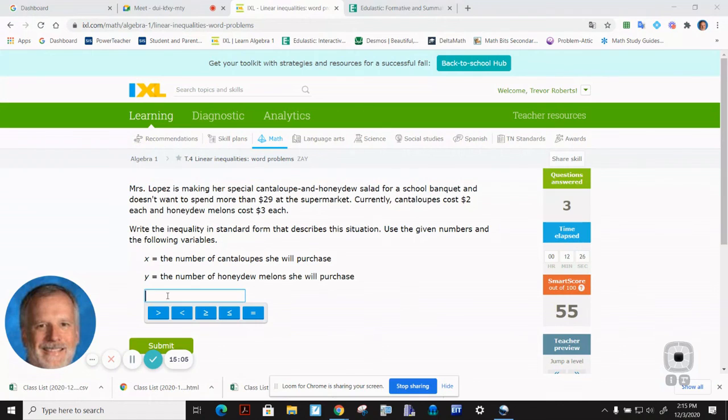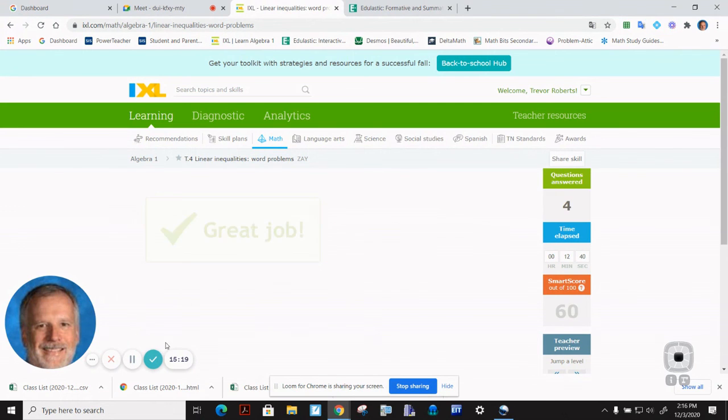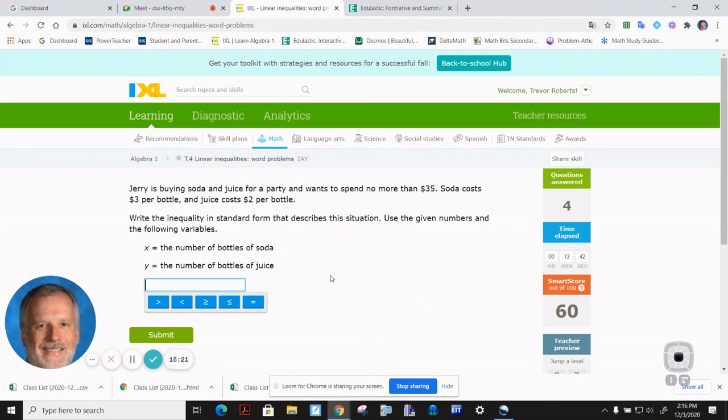I need to enter that right quick. So that's pretty simple. It's just 2x plus 3y. Remember, it has to be the correct symbol here. That's the thing that will mess us up most if we pick the wrong symbol. It's less than or equal to 29, and sure enough, that's correct. All right, so we have an understanding now, a beginning of creating an inequality to model a real life situation.